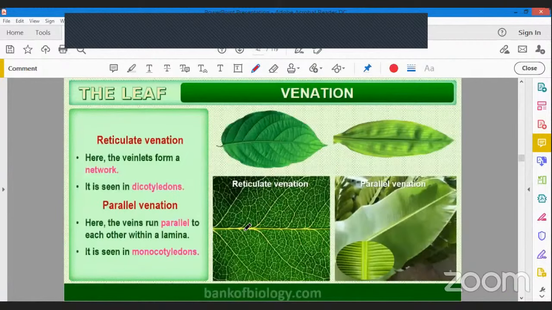Done. So we go to the next one. Take down reticulate venation. Veinlets in the form of a network. Parallel venation. Veinlets arranged parallelly.